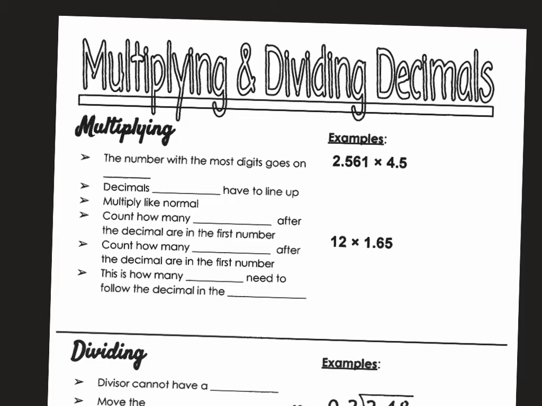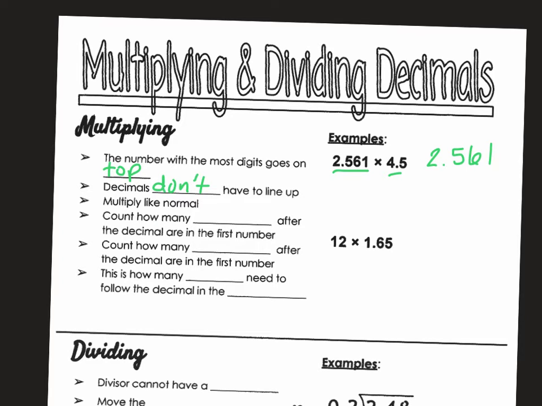Let's talk about multiplying and dividing decimals for a minute. When you are multiplying decimals, the number with the most digits goes on top. So when I'm lining them up vertically stacked, this number has 4 digits, this number only has 2, so the number with 4 digits is going to go on top. The decimals do not have to line up.